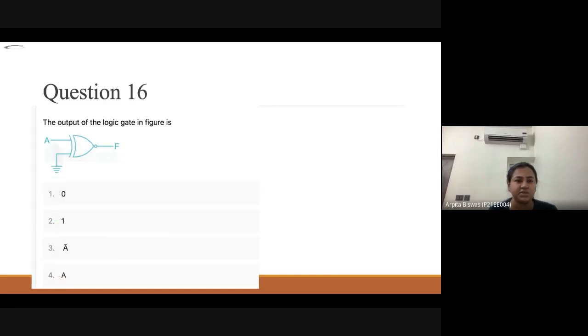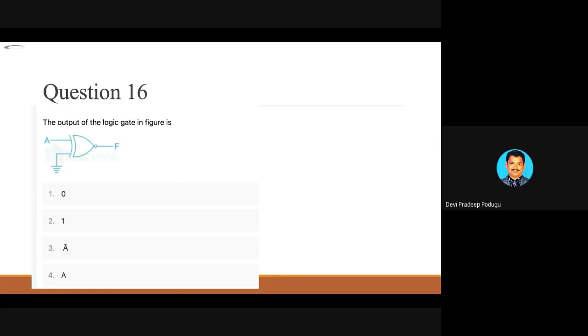So this is question number 16. The output of the logic gate in the figure is... Option 3, madam. Can you explain? One minute. A bar B bar plus AB. The answer is option 3, madam. Exclusive OR output is A bar B bar plus AB. Yes, so option 3 is the answer.